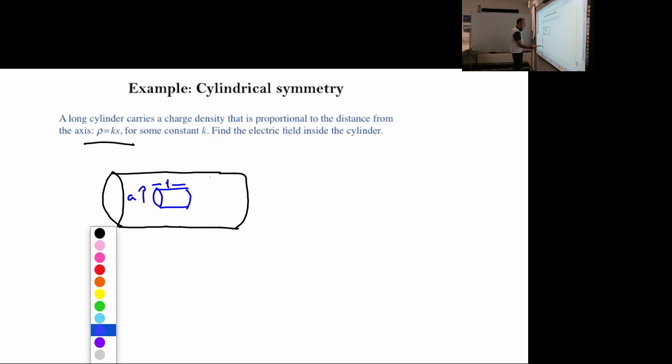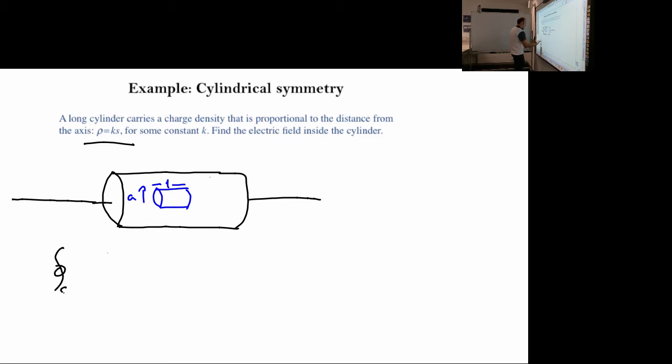So the next thing that we want to do is write down Gauss's law. For Gauss's law, we have the surface integral of the electric field dot dA is equal to the total charge enclosed divided by epsilon naught. Okay, so what is the total charge which is enclosed by our cylindrical Gaussian surface?